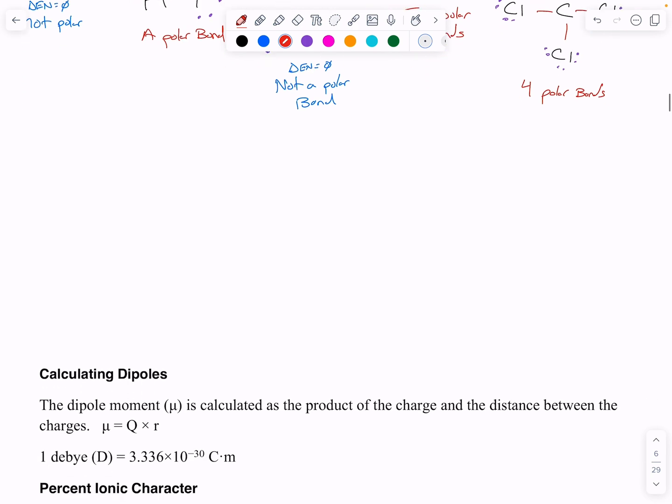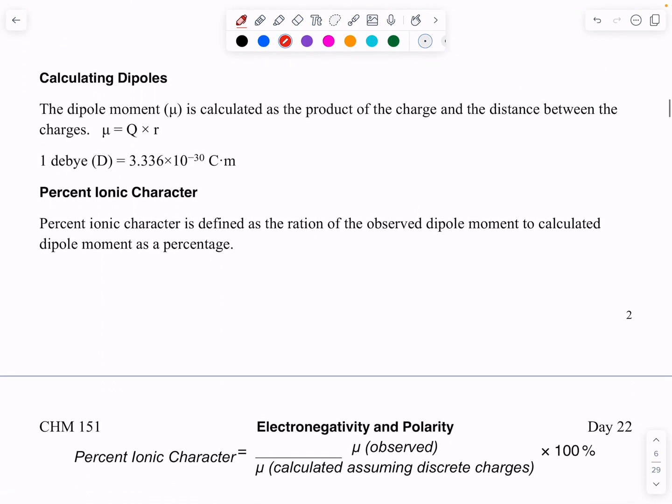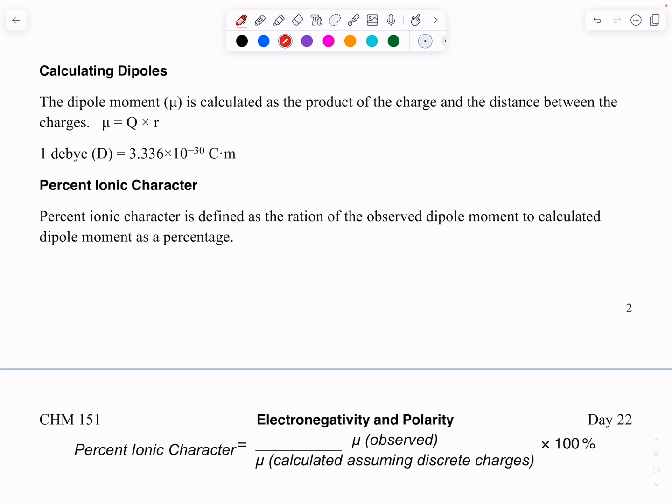Next up, your book does these two things. I'm not big on doing this in Chem 1, but your book covers it, so we're going to cover it. What the dipole moment is. It's actually calculable, and we like being calculable. It's a product of the charge and the distance between the charges. So mu is the dipole moment, Q is the charge, and R is the distance.